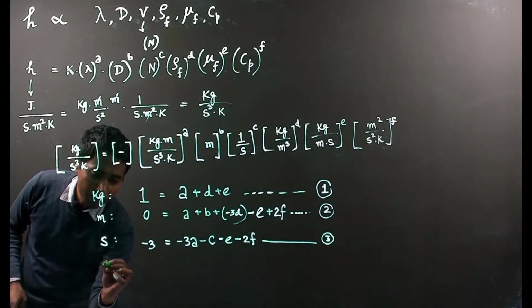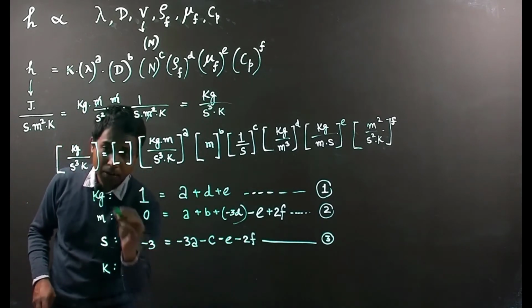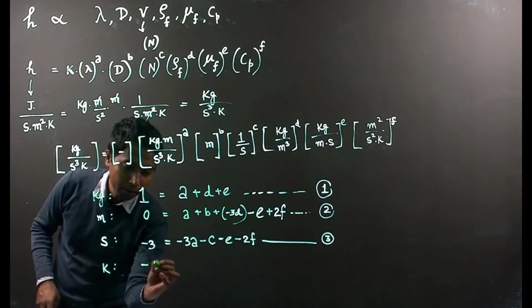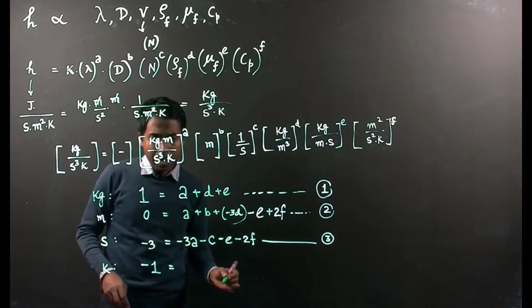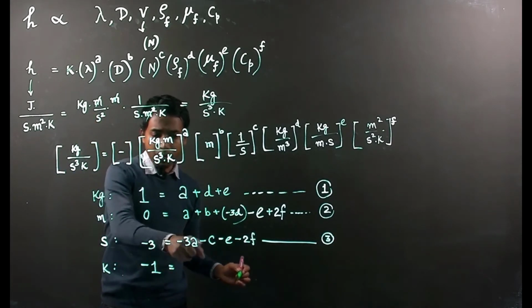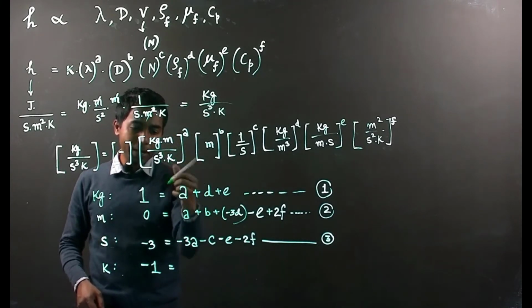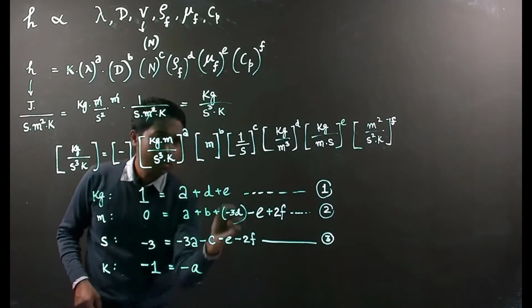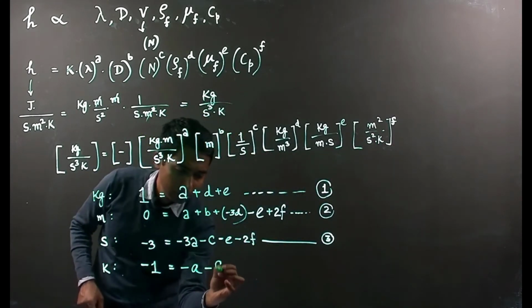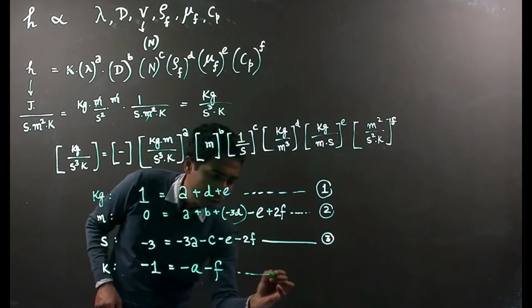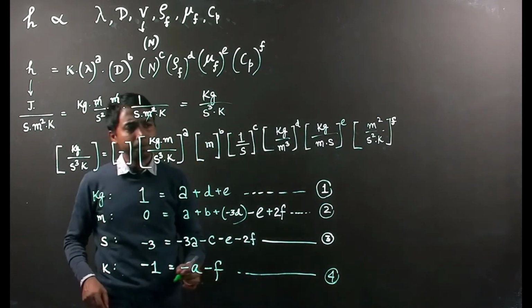The final term that we have is of course the unit of temperature, so that's Kelvin, and we can write that as here only minus 1, and that is equal to here 1 minus a, and another one is here minus f. Together we form the equation number 4.